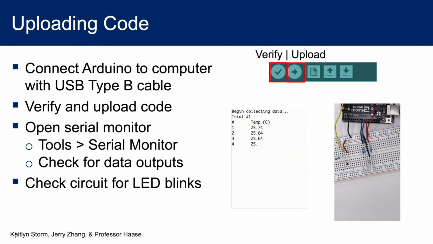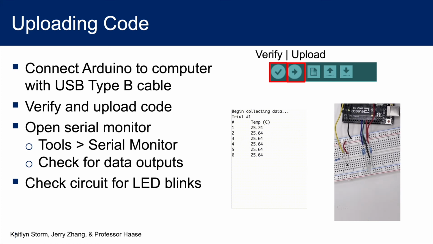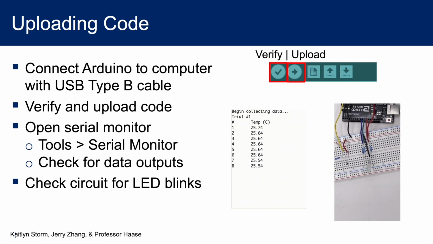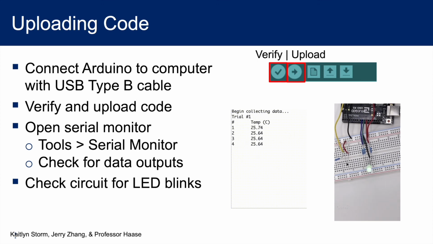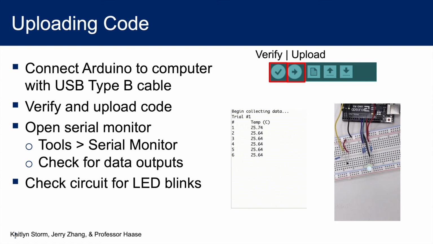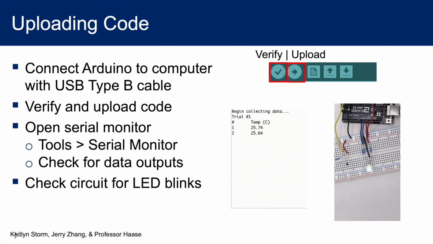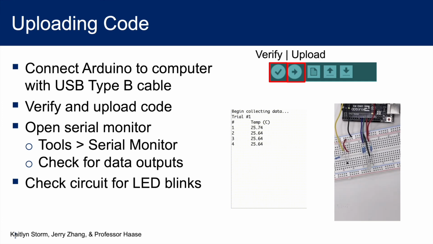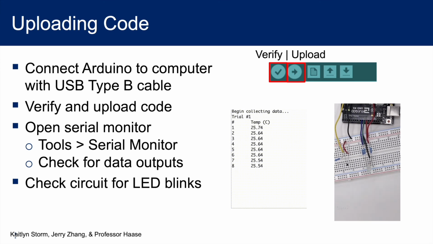Next, we will upload our code. Connect your Arduino board to your computer with the provided USB type B cable. Verify your code has no errors with the checkmark button, and upload the code with the arrow button. Once the code is uploaded, you can go to the Tools menu and open the serial monitor to see the printed text outputs. You should see the trial number, measurements, means, and standard deviations. And on your circuit, your LED should pulse green once for each measurement and turn either red or blue after.